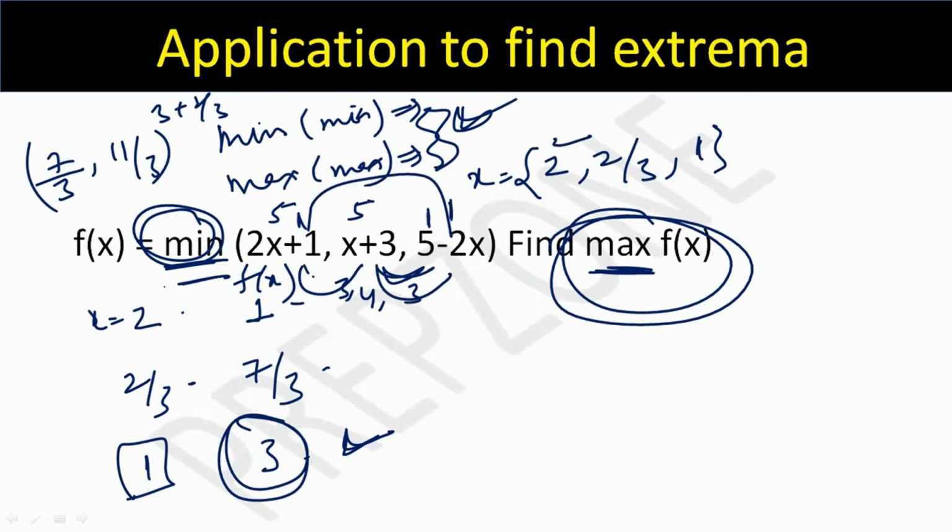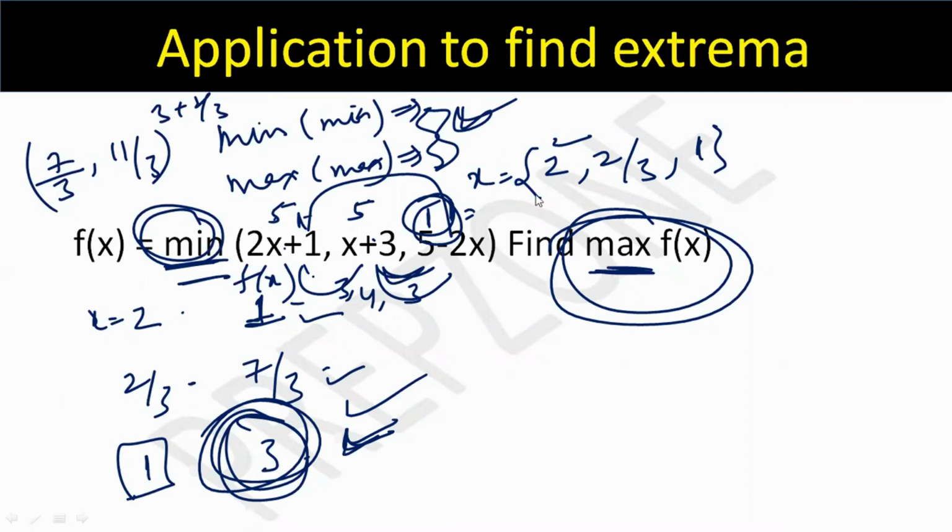It is 5, 5, 1, and f(x) is the minimum of these. So the minimum of 5, 5, 1 is 1. So f(x) has to be 1. Similarly, do it for the others, and then take the maximum value of 1, 7 by 3 and 3. It is 3. Great. Does anyone have any doubts until now? A lot of varieties are already covered.